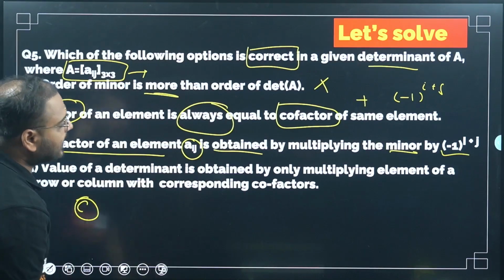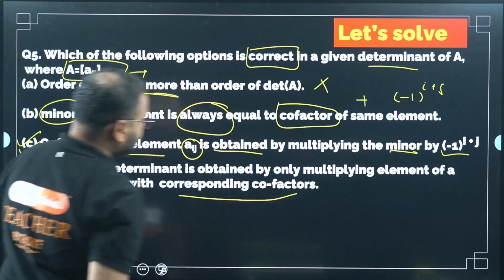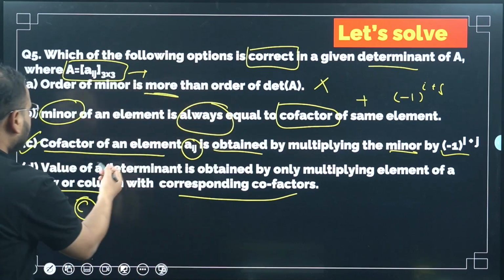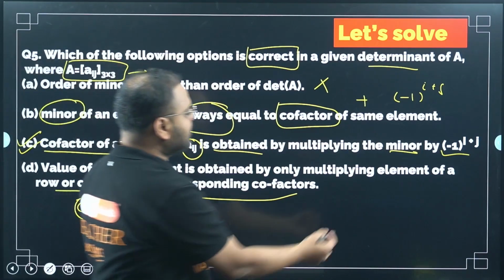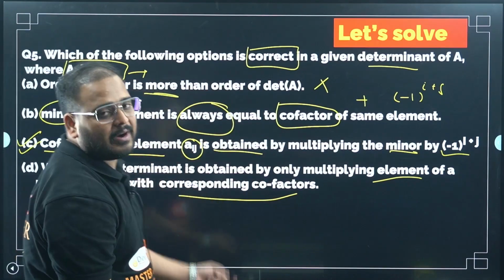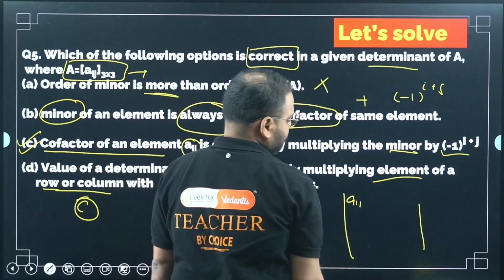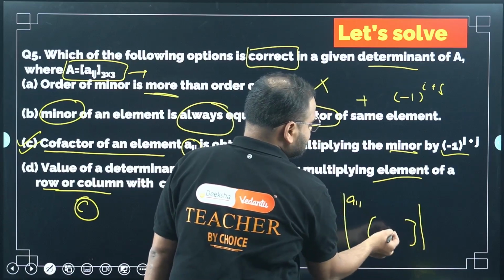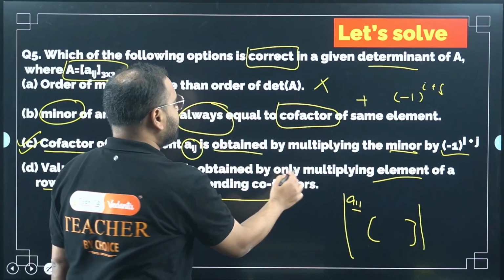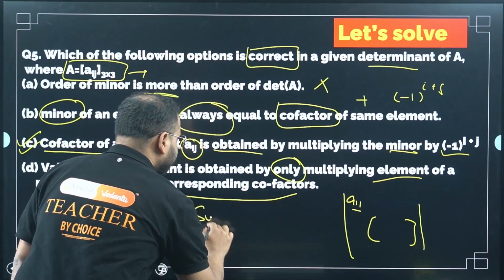The value of a determinant obtained by only multiplying elements of a row or column with the corresponding cofactors. If you look at this statement, it seems right, no? If you multiply the corresponding elements of a row or column with the corresponding cofactors, you get the determinant. But they're saying only multiplication, which is incorrect. You have to add these also. So this is basically a sum of products.